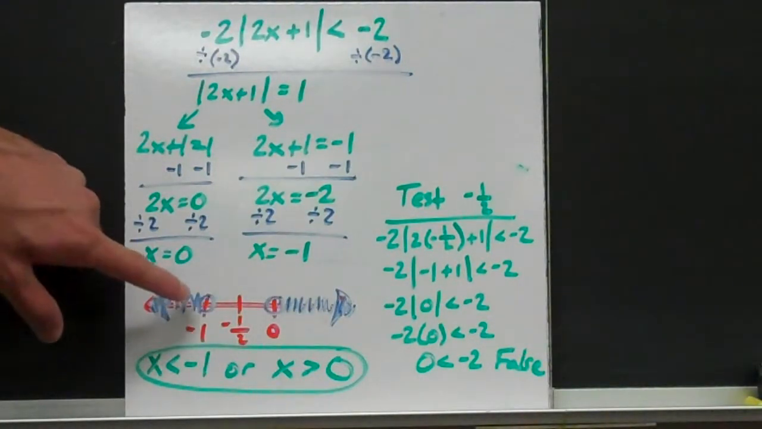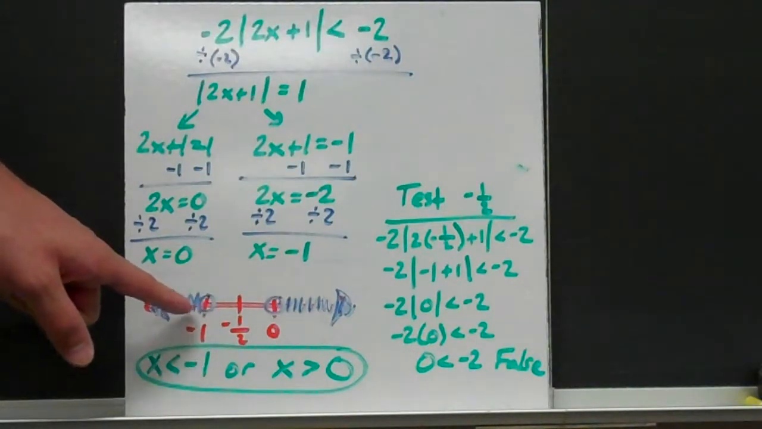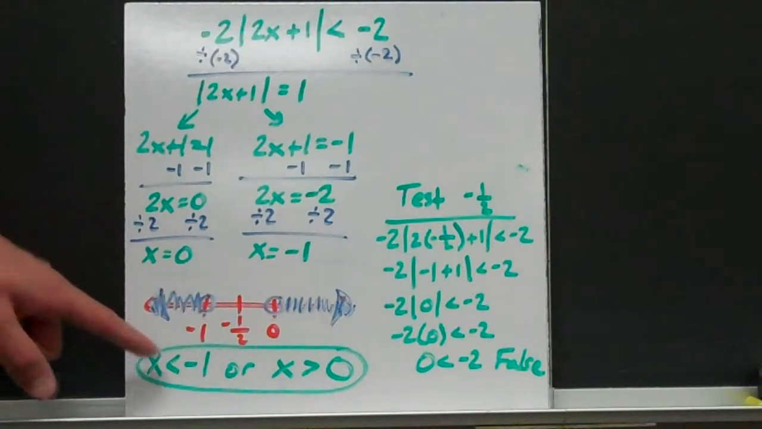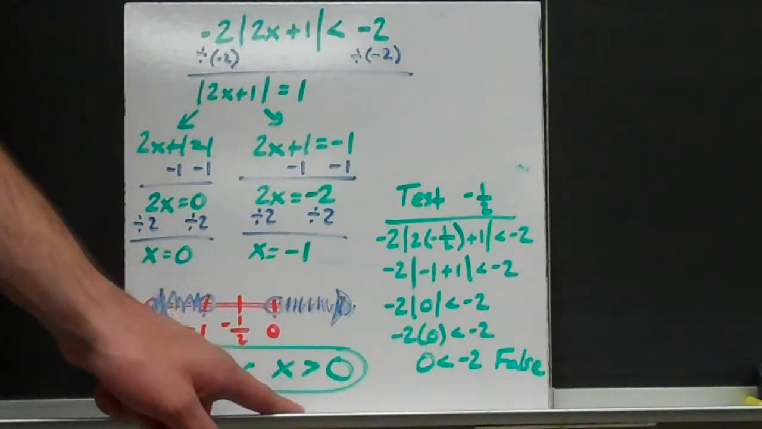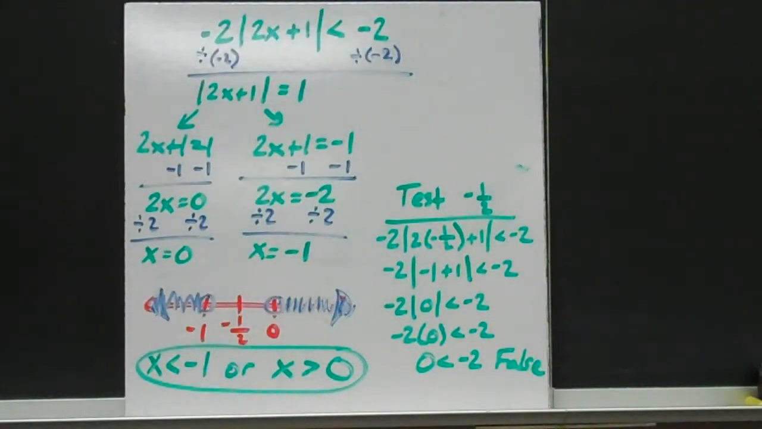Now we write an inequality for each boundary point. For the one on the left, we have x is less than negative 1. And for the one on the right, we have x is greater than 0. And again, we need the word "or," because we're either less than negative 1 or we're greater than 0, but we can't be both.